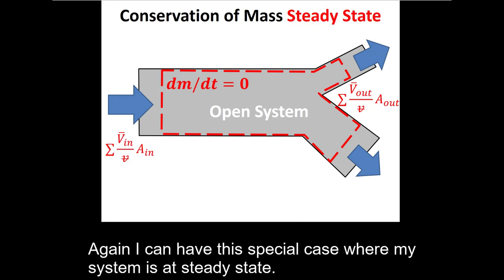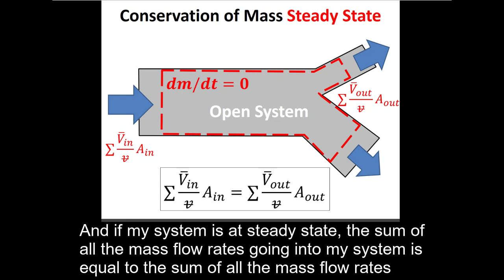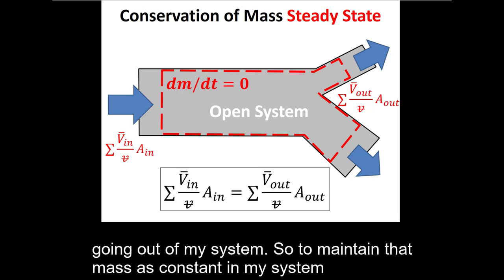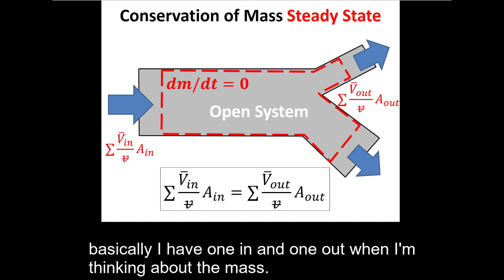Again, I can have this special case where my system is at steady state, and if my system is at steady state, the sum of all the mass flow rates going into my system is equal to the sum of all the mass flow rates going out of my system. So to maintain that mass as constant in my system, basically I have one in and one out when I'm thinking about the mass.